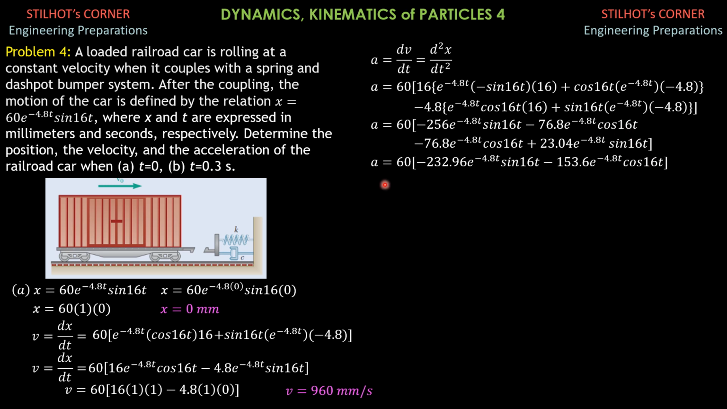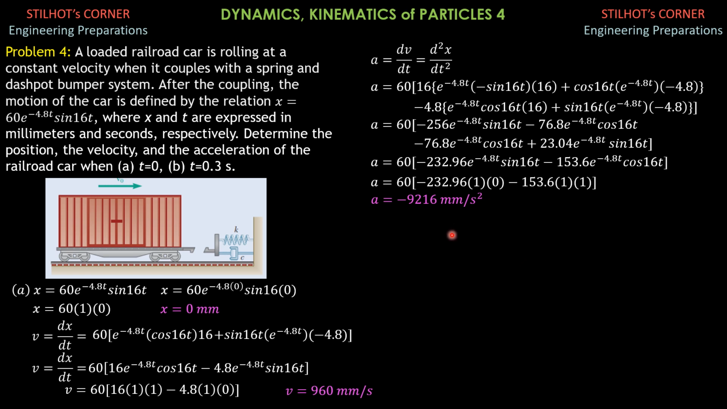Substituting t is 0, a is 60, quantity negative 232.96 e to the 0, which is 1, sine of 0, 0, minus 153.6 times 1 times 1, because cosine of 0 is 1. So acceleration is 60 times negative 153.6, and that's negative 9216 mm per second square.